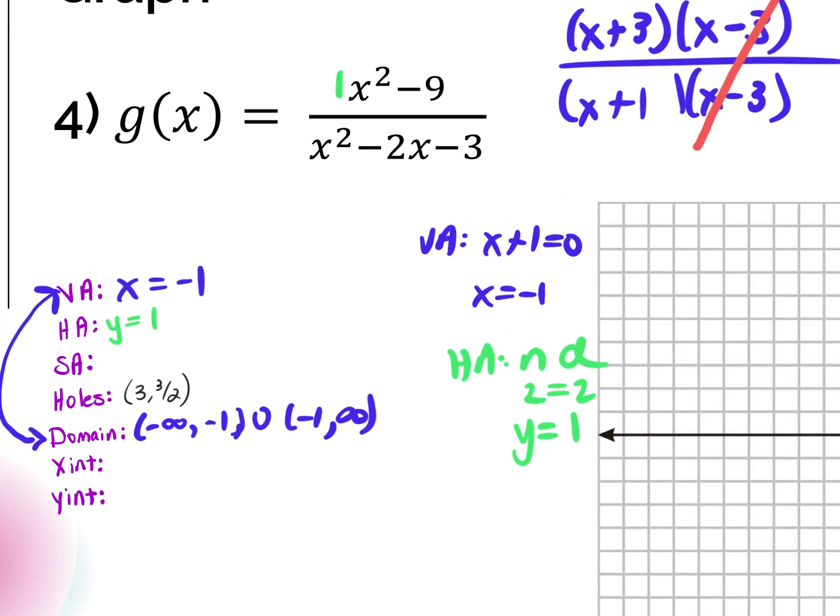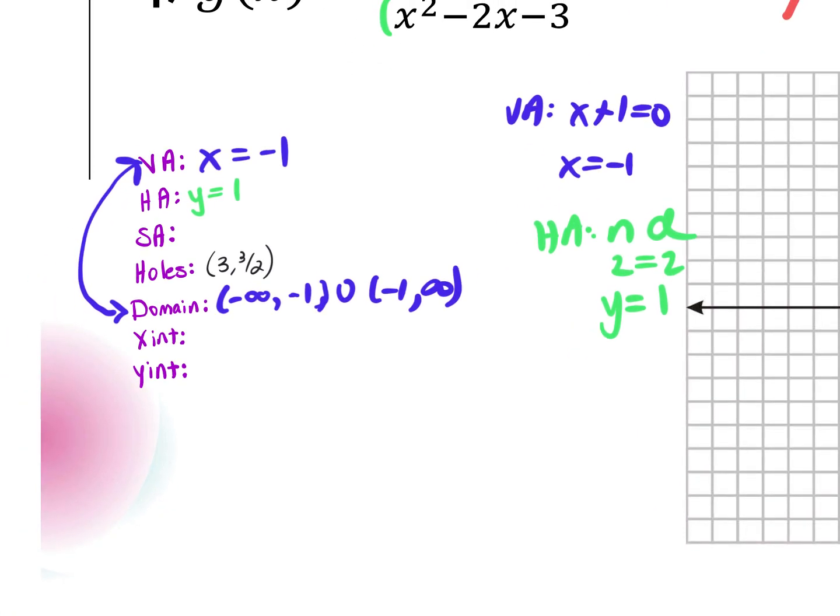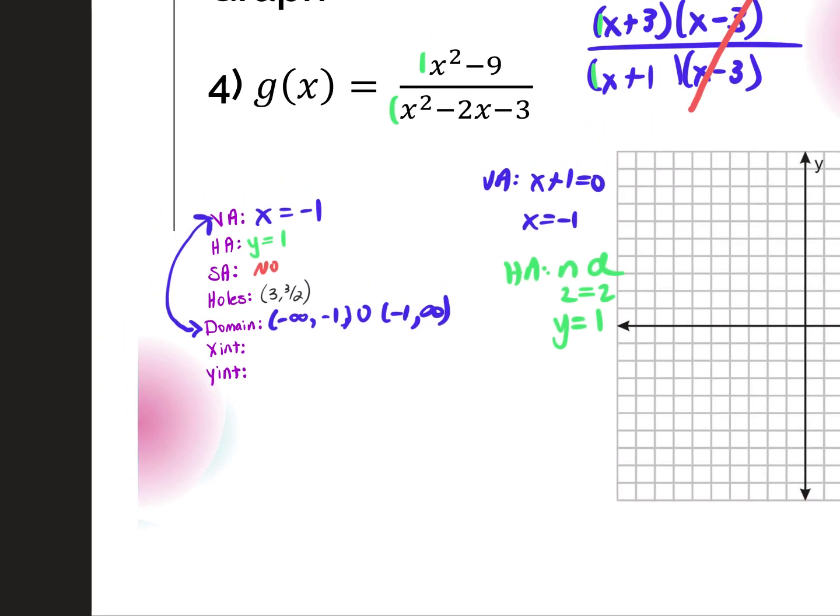The number in front of x squared or the number in front of x? All right. If I have a horizontal, what do I know I don't have? Perfect. X-intercepts, remind me again. What do I do?